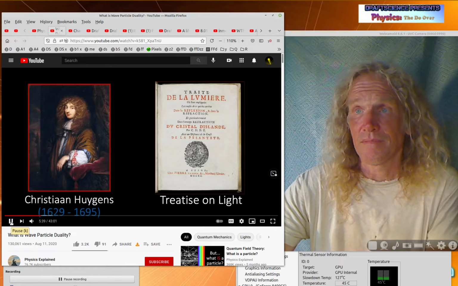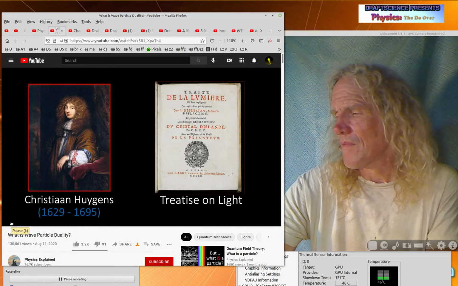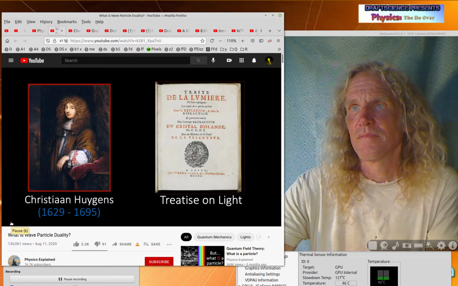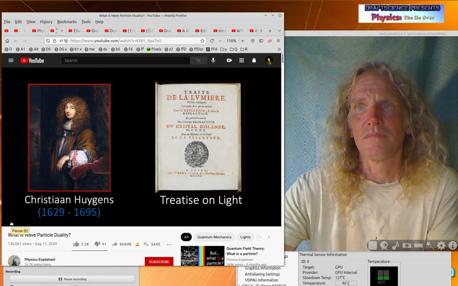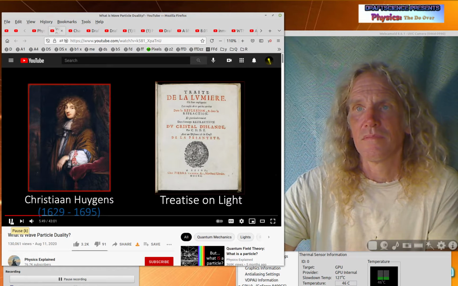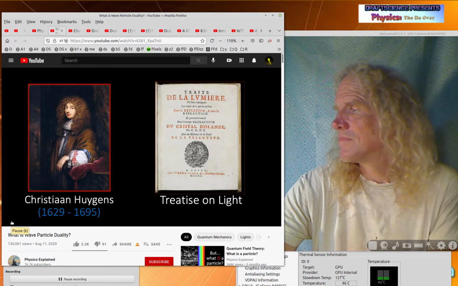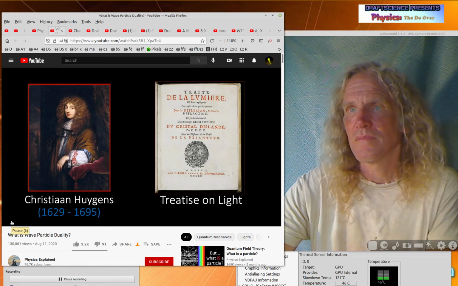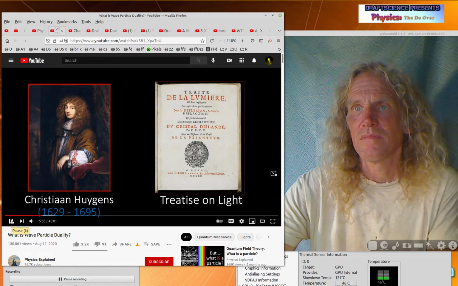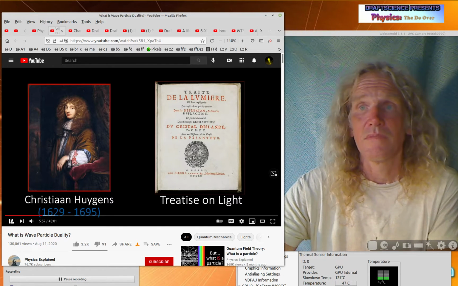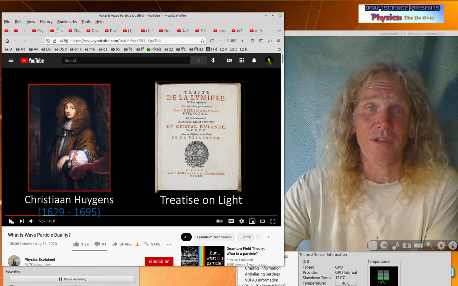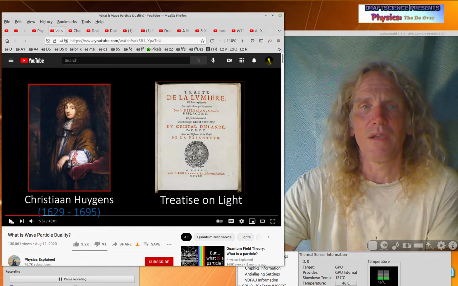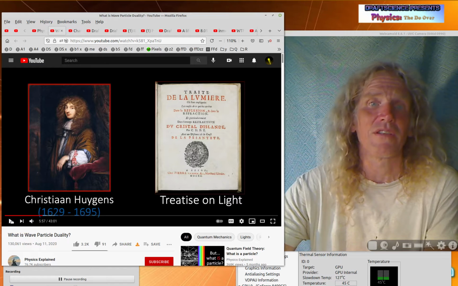Around the same time that Newton was developing his particle theory of light, Christian Huygens, a Dutch astronomer, proposed that light was a longitudinal wave similar to sound. In much the same way that sound waves require a medium through which to travel, Huygens proposed that longitudinal light waves also require a medium to travel. Right. This is the ether theory versus the no, it's empty space and you throw things in it.